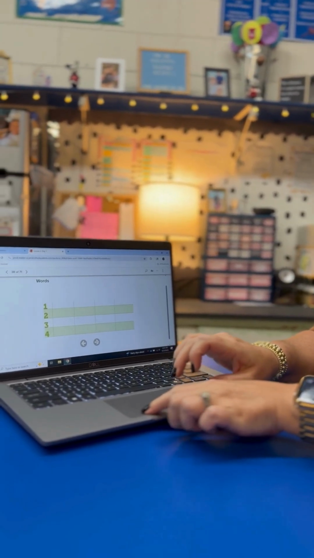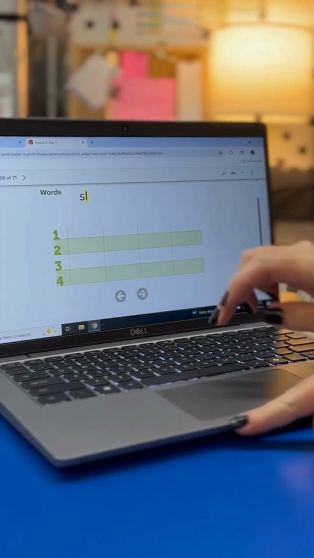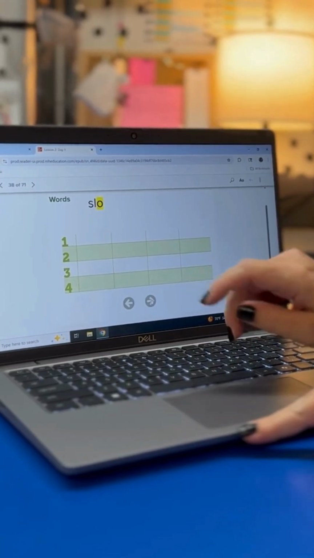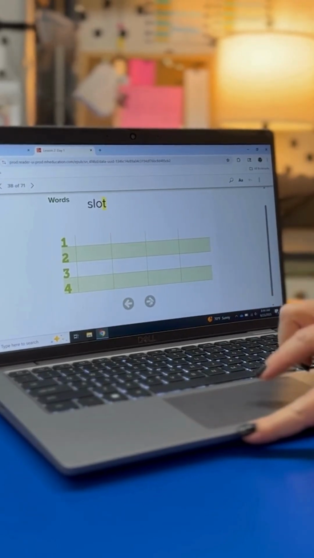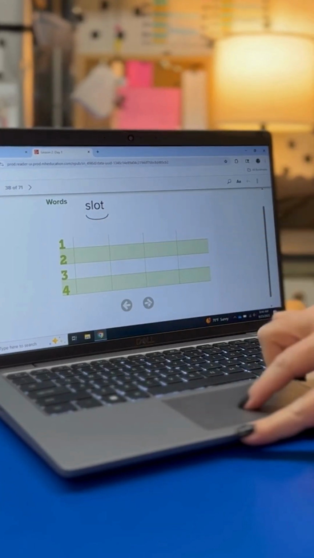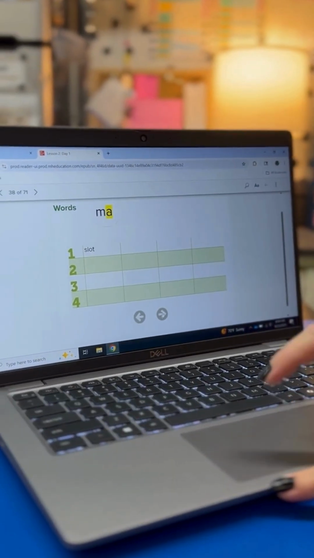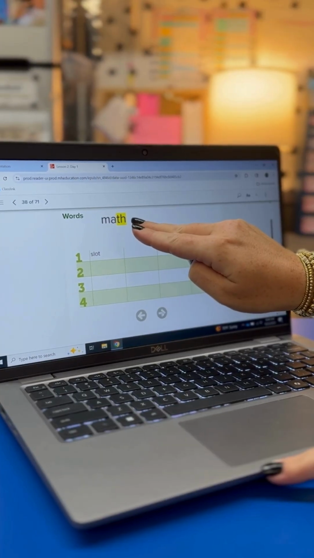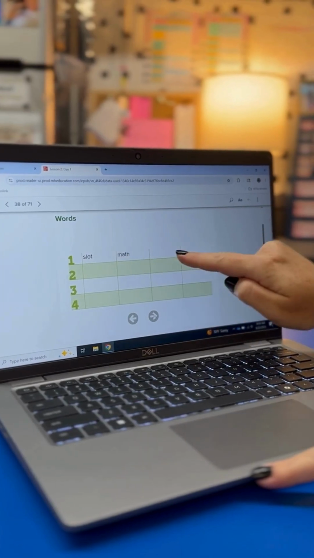So let's get started. So the first sound, S, O, ah. Now we always stop and blend at the vowel. Blend, slaw, T, slot. Word, slot. Ma. Or two letters, one sound. Math. Word, math. Okay.